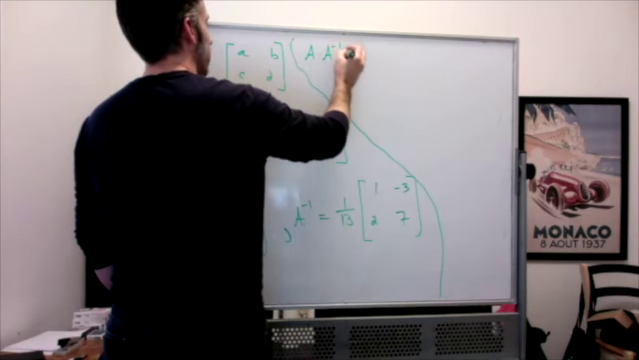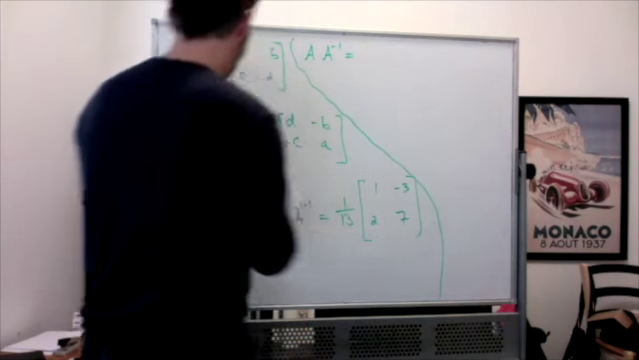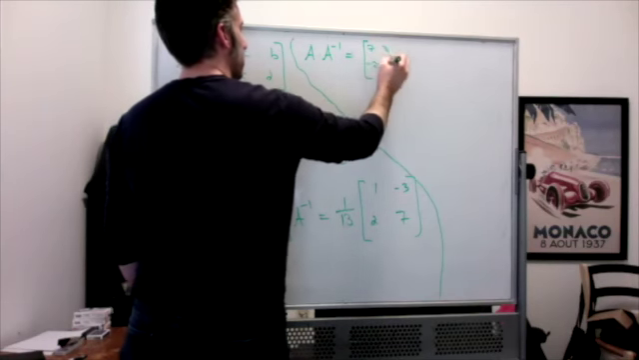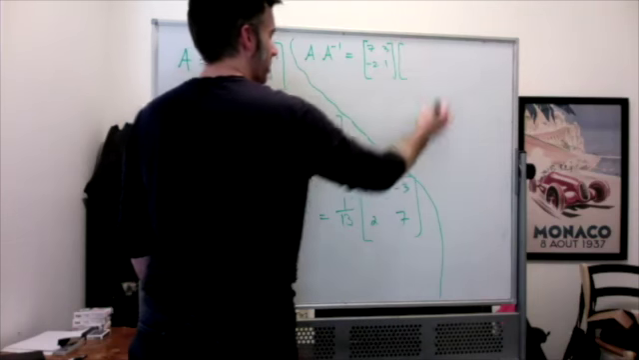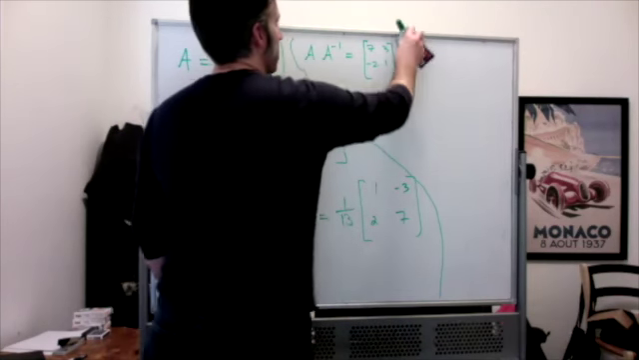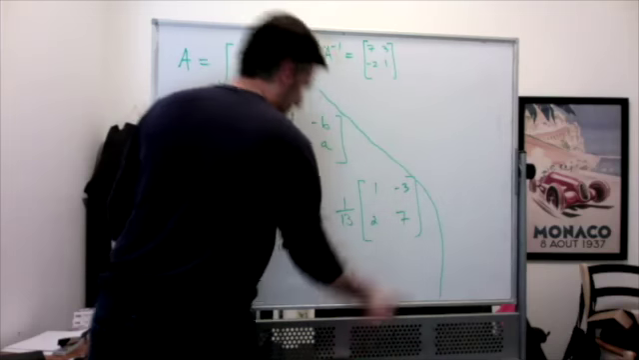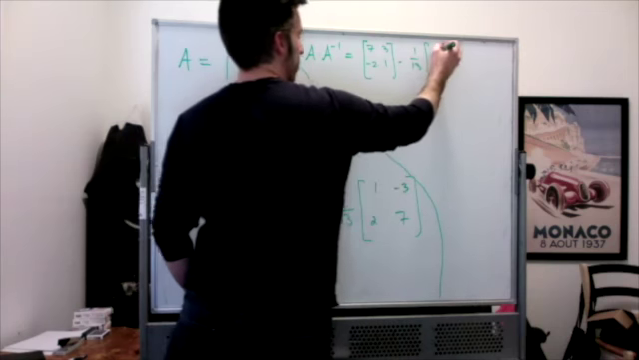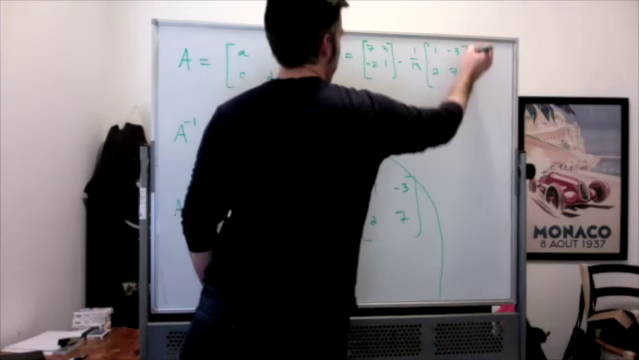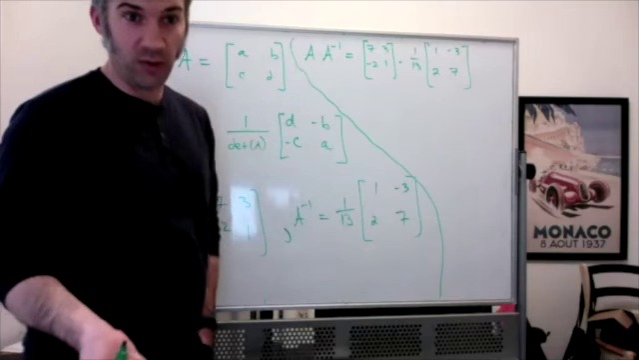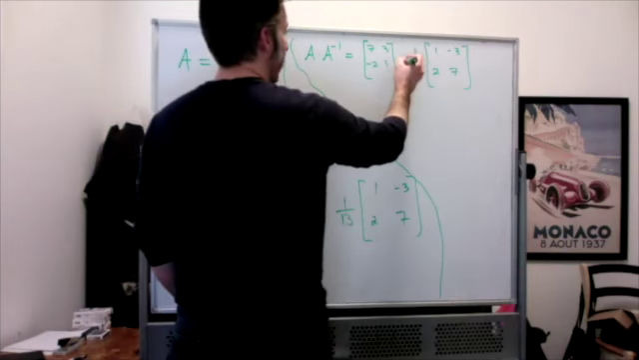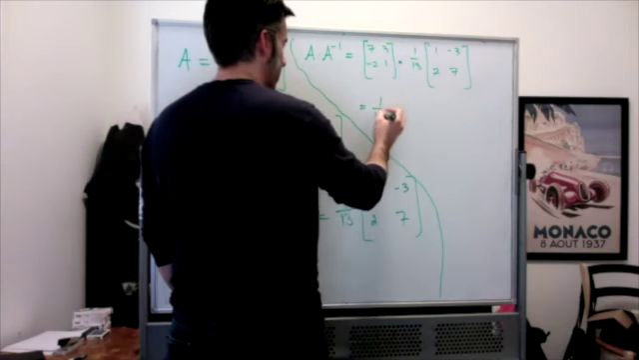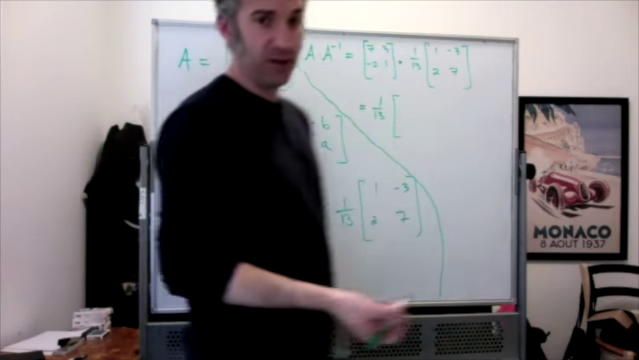A times A inverse is equal to, so let's see, it's going to be [7, 3; -2, 1] times... I'm going to show you guys something as well that I think is worthwhile. 1/13 times [1, -3; 2, 7]. When you multiply matrices together and there's a scalar multiple, that 1/13 can kind of move anywhere. I'm going to put it in front. I'm going to write this as 1/13 times, now let's just do the matrix multiplication.